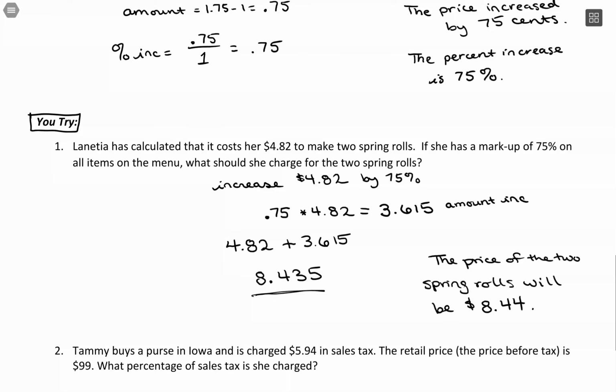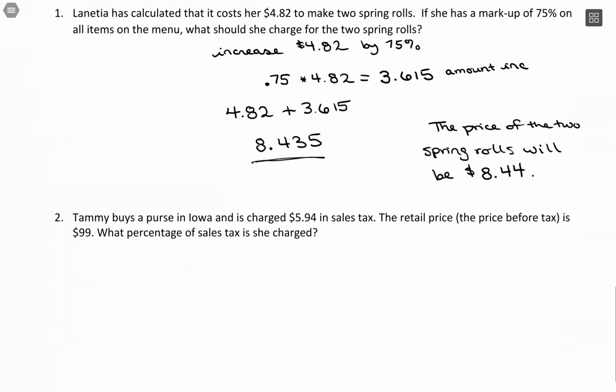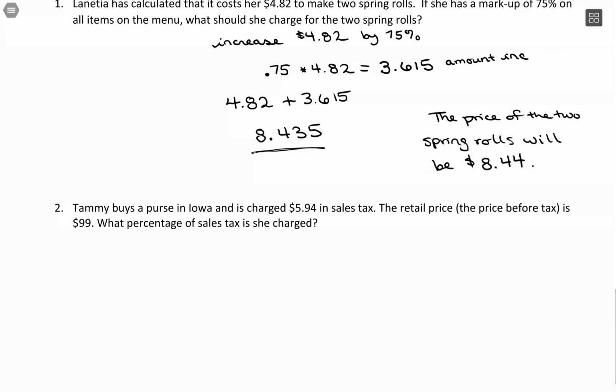So $8.44. All right. Then this last one here, Tammy buys a purse in Iowa and is charged $5.94 in sales tax. The retail price is $99. What percentage of sales tax is she charged?